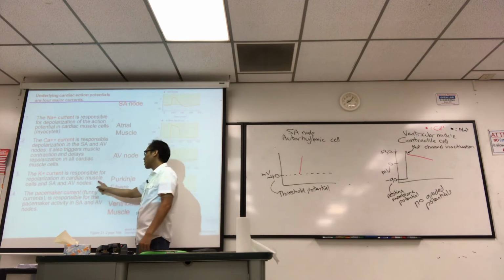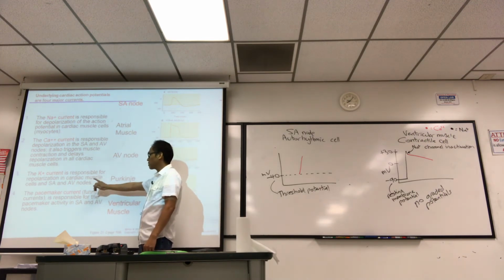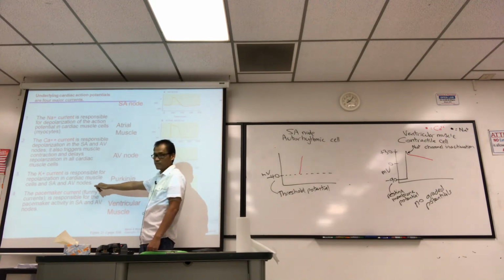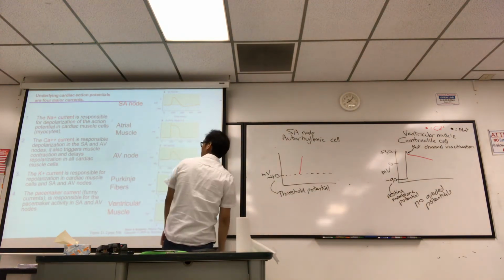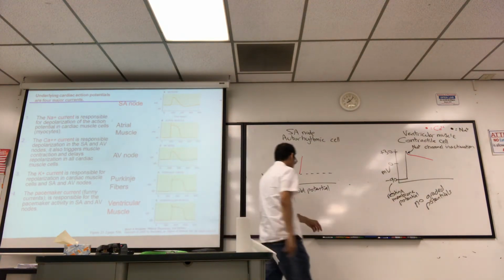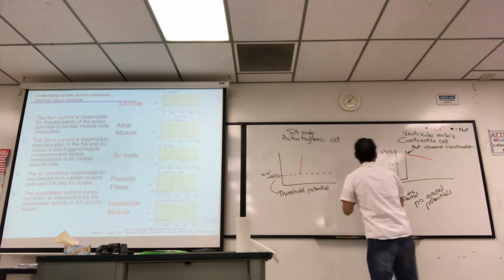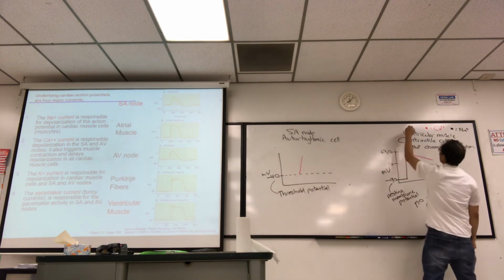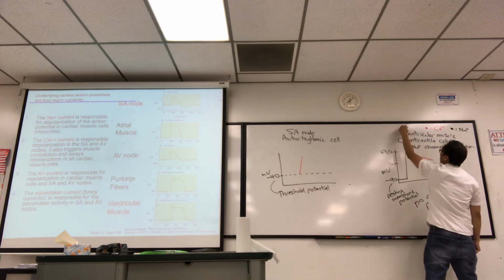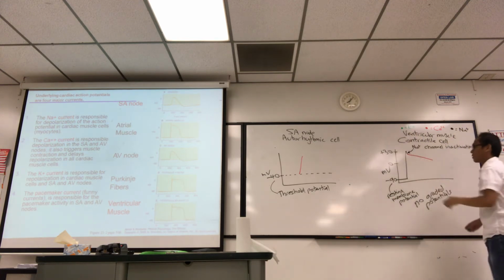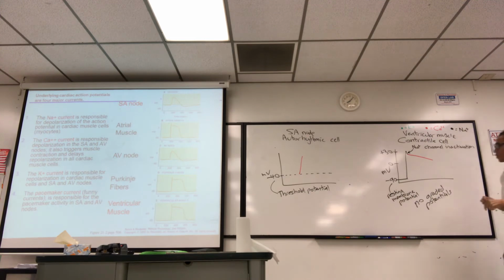Potassium current is responsible for repolarization in both cells, the cardiac muscle and the SA and AV node. I use green. It's my little key here. Potassium. Okay, so you got repolarization here.